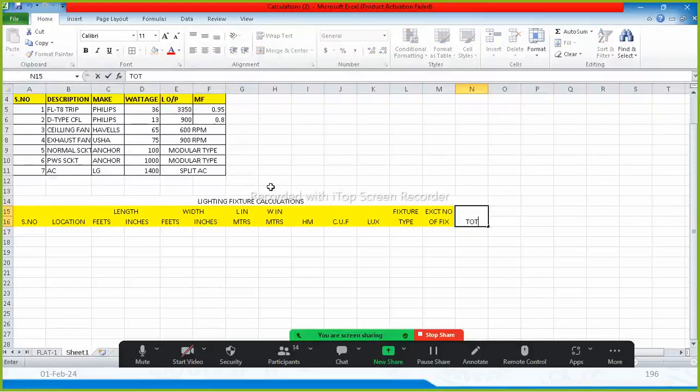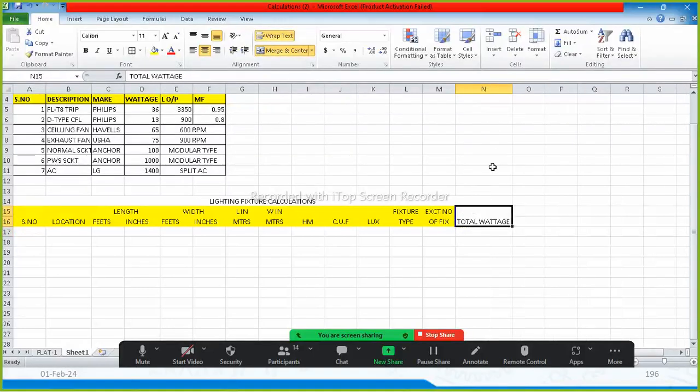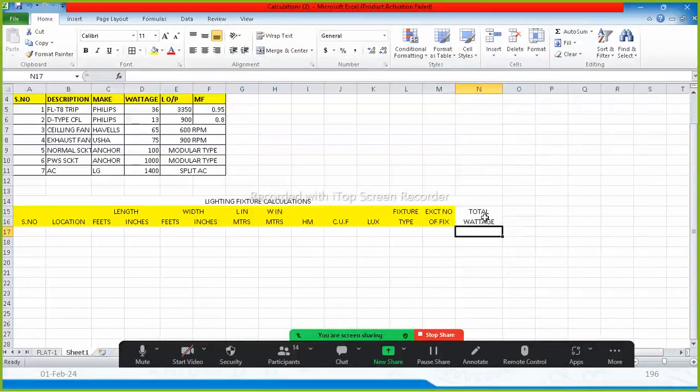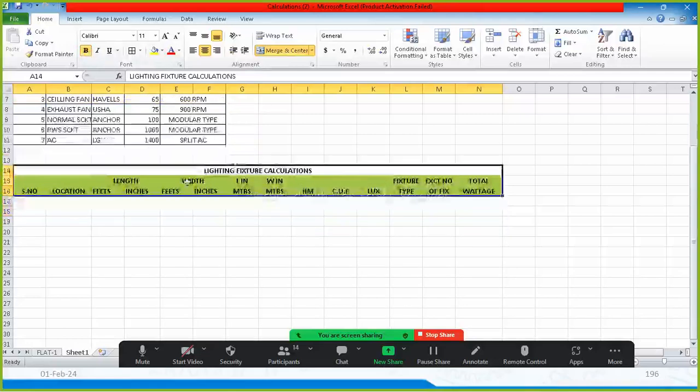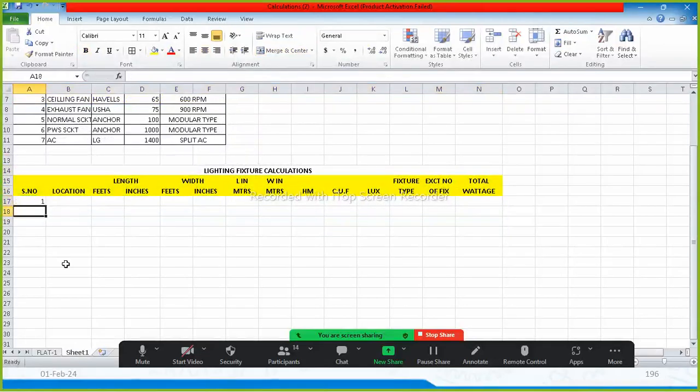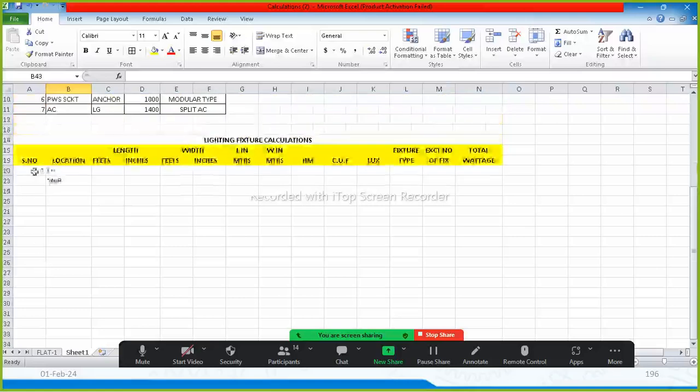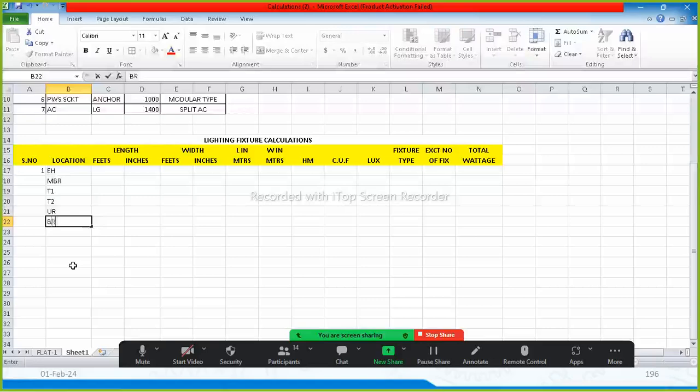Then total wattage. Total wattage. Okay, the first is location. I'm writing it as a shortcut, guys: entrance hall, master bedroom. Then after it was T1, it is T2. The next was utility, bedroom. Okay, and the next was dining area, and the next was kitchen.